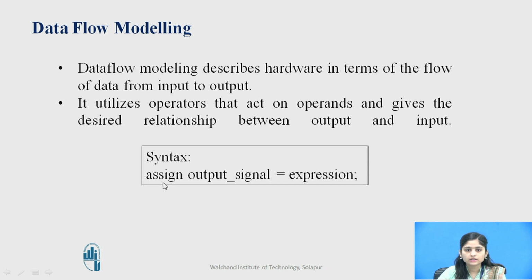Here we are using assign as a keyword or primitive in our data flow modeling. Then we have to write down here the output signal. Suppose for example in case of a half adder we have sum and carry as our output signals. So we can write assign sum, which is nothing but our output signal, and then equal to our required expression, and then semicolon. This is the syntax for our data flow modeling.